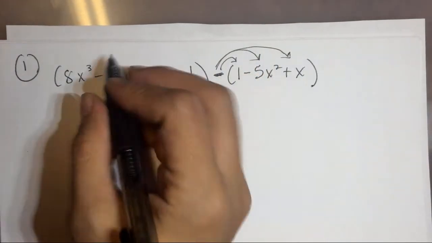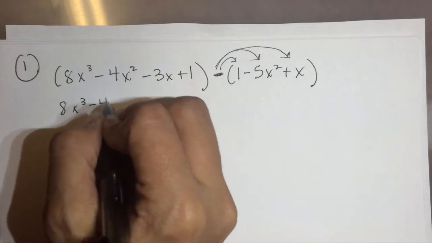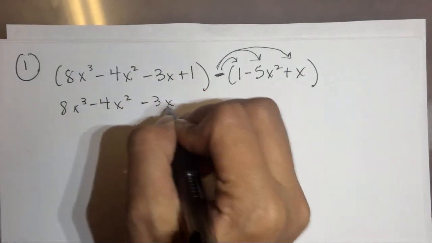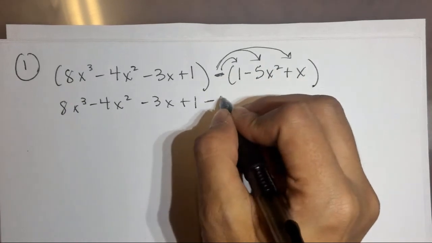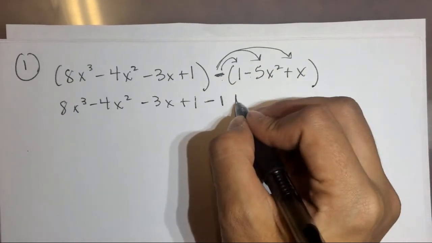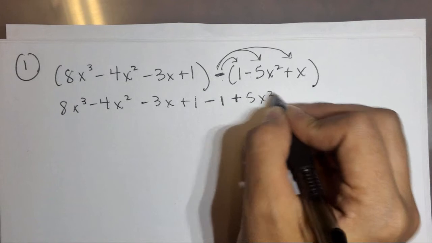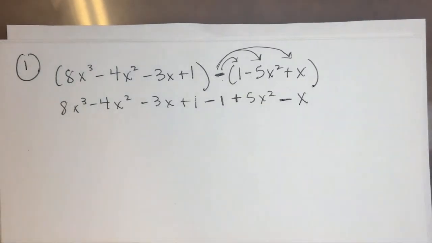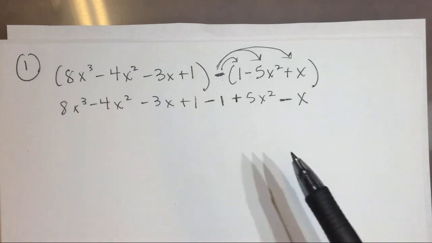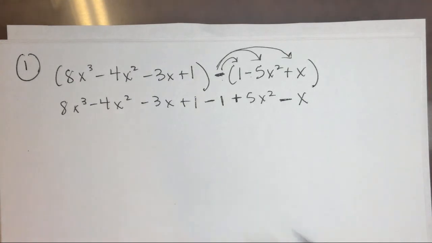So this guy is going to stay the same. He's chilling for right now. Here I'm going to distribute my negative, so I have negative 1. The negative times the negative is a positive. And the negative times a positive is a negative. Be careful with your signs. And so there we go. So now what you're going to do is simplify. So I'm going to smush things that look the same.